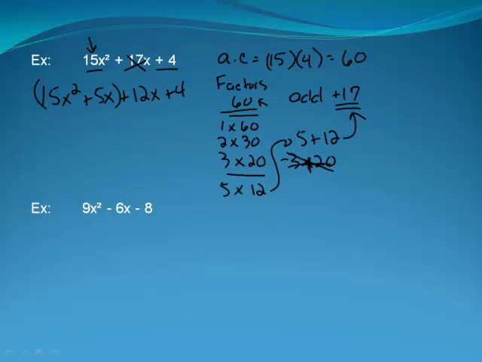So group in pairs and factor out the greatest common factor. 15x squared plus 5x, there is a common factor of 5 and a common factor of x. You can pull those out. 15 divided by 5 is 3. We had 2 x's. We pulled 1 out. We're left with 1. Plus 5x divided by 5x leaves us with a plus 1. Okay, out of that second group, we can pull out a positive 4. And that leaves us with 3x plus 1.